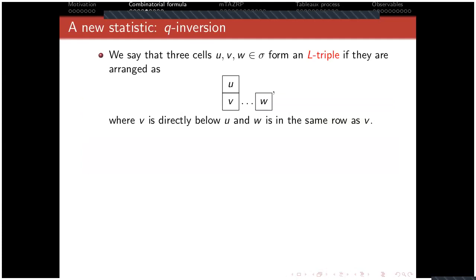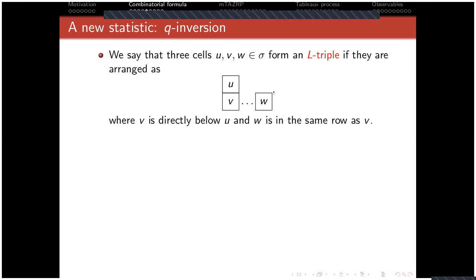Anyway, okay, so I'll come to our statistic, which we call the q-inversion. This is at the same level of difficulty as inv, so I thought it's better not to overload the audience. Look at 3 cells. You have this diagram, this complicated thing, and you have these 3 cells where one is directly below the other, and the third one is anywhere to its right, to the right of the cell.